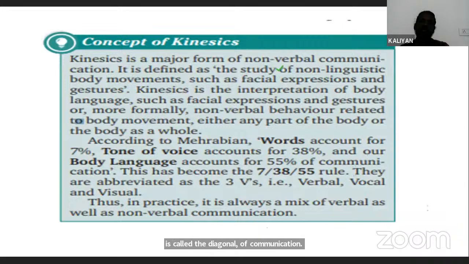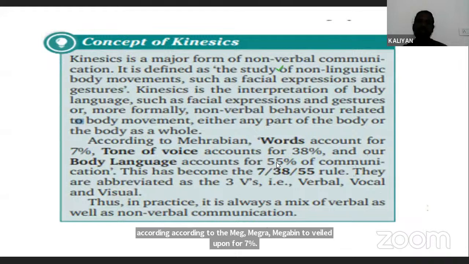Another is kinesis. This is also very important. The concept of kinesis: kinesis is non-verbal communication, the study of non-linguistic body movement, such as facial expression and gesture. So kinesis is the interpretation of body language, facial expressions and gestures. According to Mehrabian, words account for 7%, tone of voice accounts for 38%, and our body language accounts for 55%.